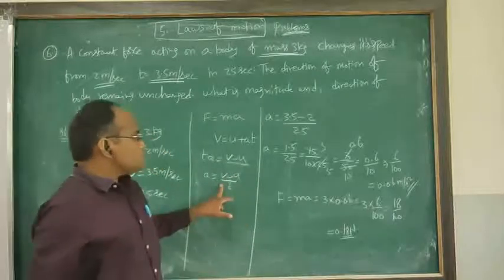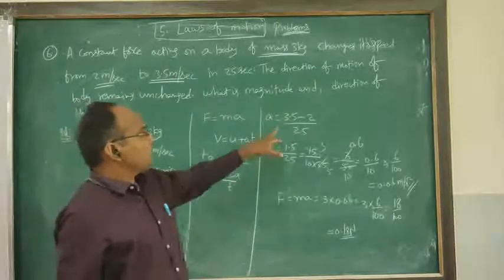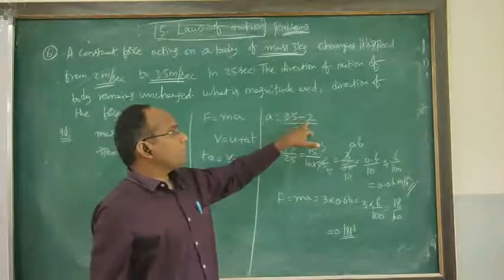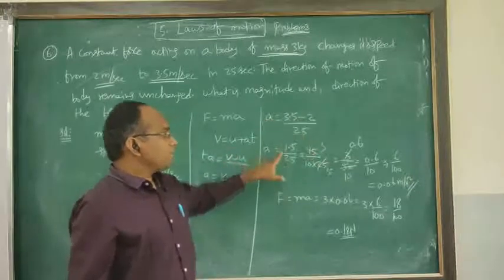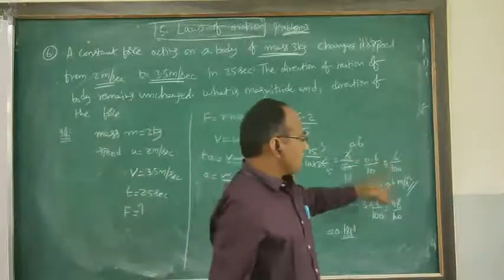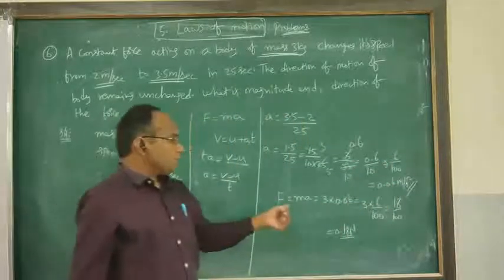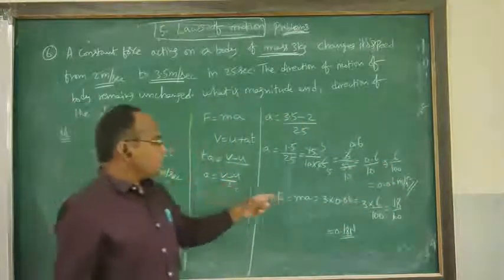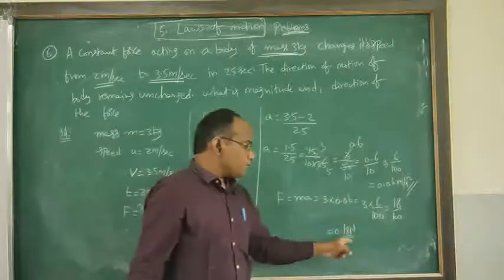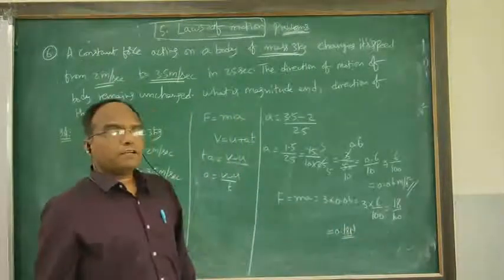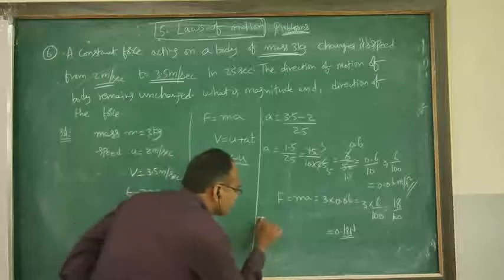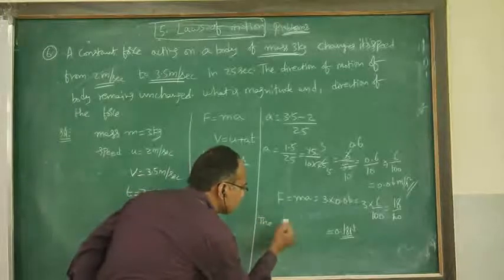So here, a = (V minus U) divided by t. That is nothing but (3.5 minus 2) divided by 25. By calculation, what value did we get? 0.06. So F = ma. M is 3 kilograms, a is 0.06. Therefore the value is 0.18. So the direction of the force is along the same direction.